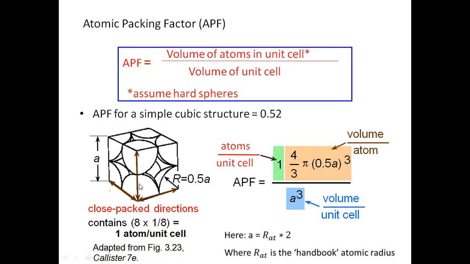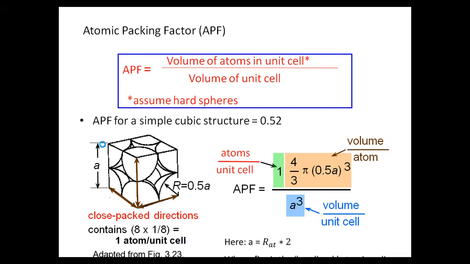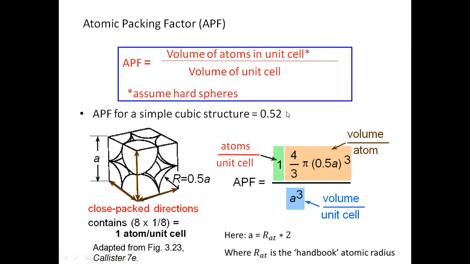This is your simple cubic structure. The answer is 0.52. So where are we getting the 0.52? What's the understanding here? This is your A, the distance, isn't it? Your A here.